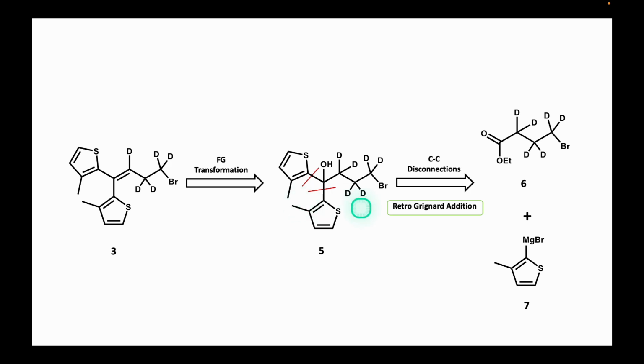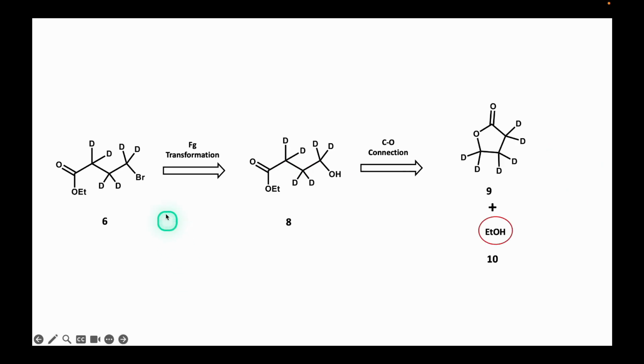Operating under the premise of this particular idea, carbon-carbon disconnections produce the deuterated bromoester 6 and the Grignard reagent 7. The bromine atom, which is attached to the terminal carbon of the ester 6, could be prepared using a substitution reaction involving the primary alcohol of compound 8. The 1,5 relationship between the hydroxyl and the carbonyl in 8 suggests a carbon-oxygen disconnection, which then gives rise to the deuterated gamma-lactone 9 and ethanol as a raw material.